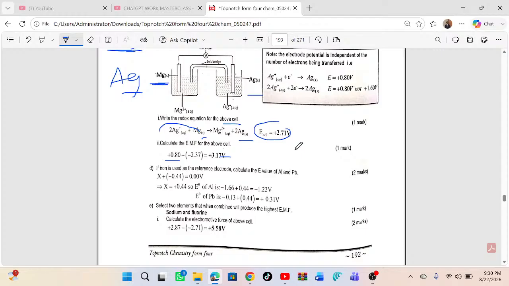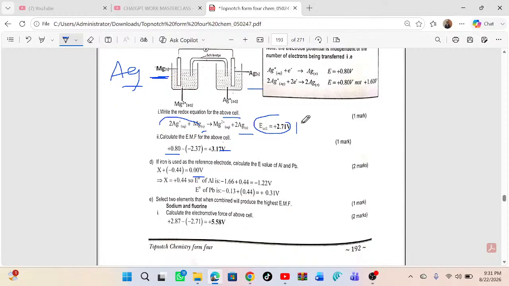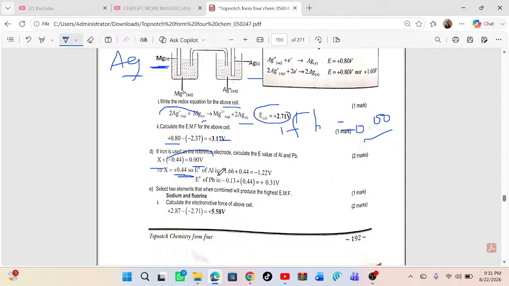Then with reference to that voltage of hydrogen, tunatafuta iron voltage yake ni ngapi? For example, if hydrogen iko na 0.00, iron itakuwa na ngapi with reference to this hydrogen? And then we find the value of x. So tukitafuta the value of x, hii iron tukipitisha negative 0.44 tukipitisha hii side tutapata 0.44. So lead itakuwa, aluminum itakuwa aje sasa?